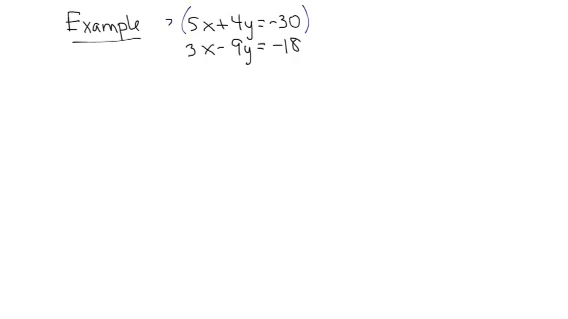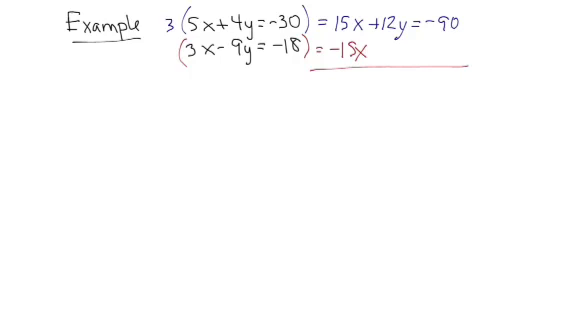So I'm going to times by 3 because 3 times 5 will get me my 15. That's going to be 3 times 5x. And then don't forget 3 times 4y also. And then don't forget 3 times negative 30. Now the bottom equation, I want that one to end up having a negative 15x so that those cancel out without me having to do any extra subtraction. Easy to make mistakes with extra subtractions.